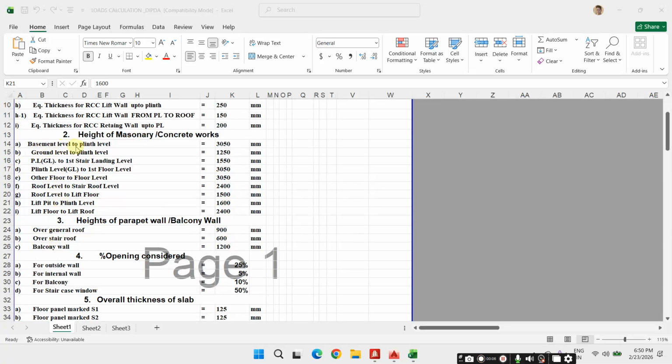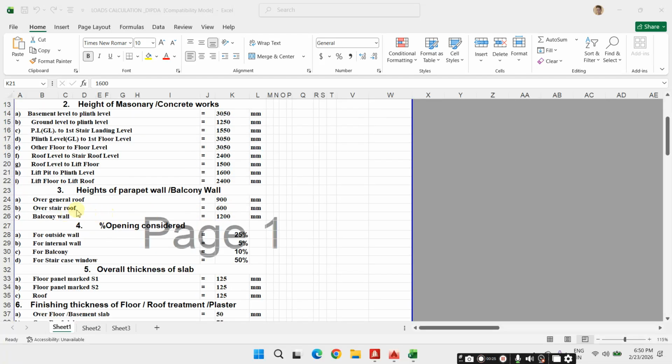This is basement level to plinth level, and this is the roof level to stair room. Roof level to lift floor 1500, lift pit to plinth level 1600, and lift floor to lift roof 2400. And height of parapet, general over roof, is considered 900 mm, and over stair roof considered 600 mm.